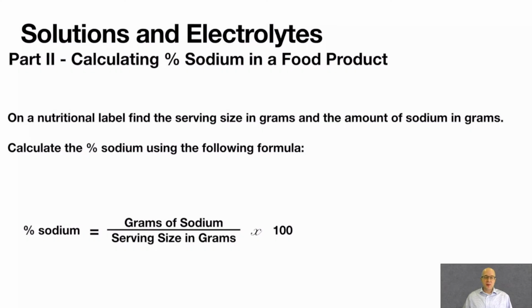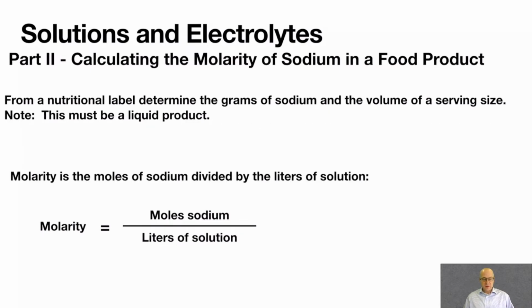In part 2, we'll be calculating the percent of sodium in a food product. Very simple, very fun to do, kind of cool. Now, when you're doing this, you need to get a food item from your pantry or your fridge that has a nutritional label on it. And we need to read that nutritional label and pull off the amount of grams in a serving size and the total grams in a serving size.